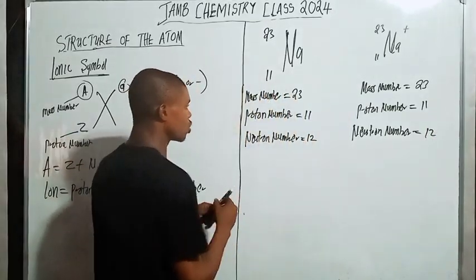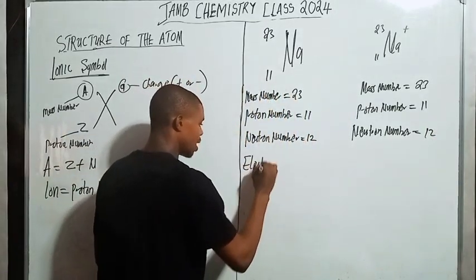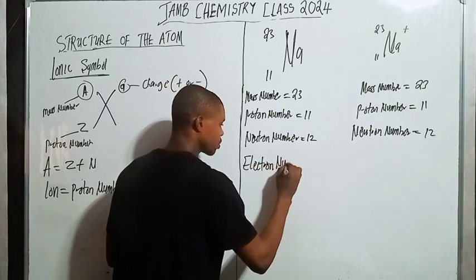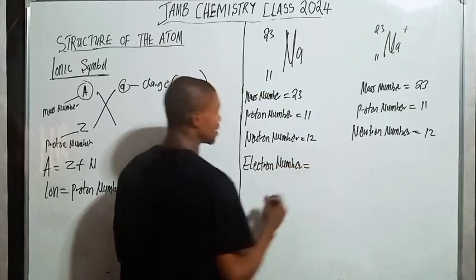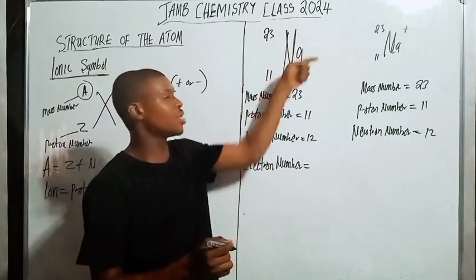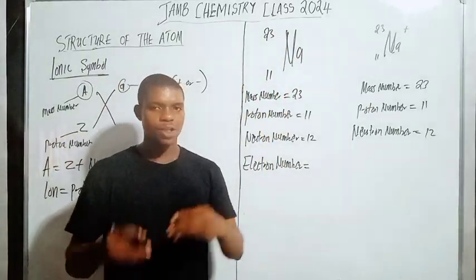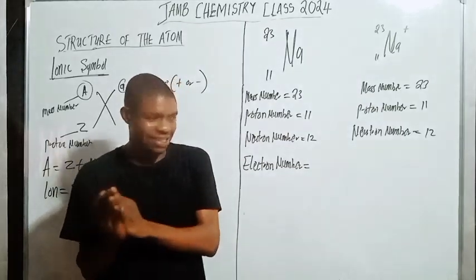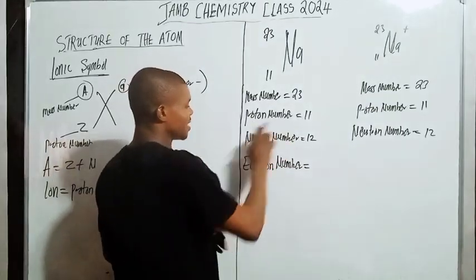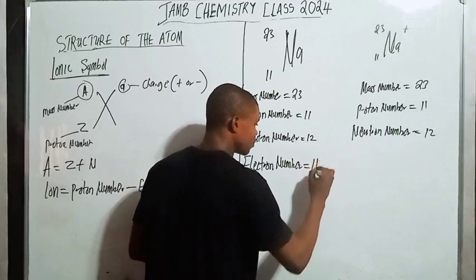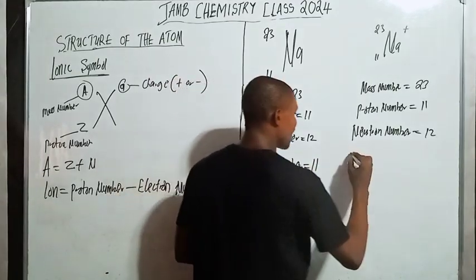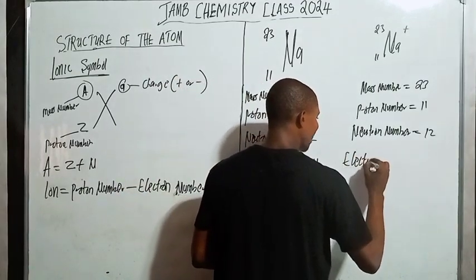So now let's find our electron number. Remember, I told you that in a neutral atom, the proton number and the electron number are the same. So if my proton number is 11, then my electron number is going to be 11.